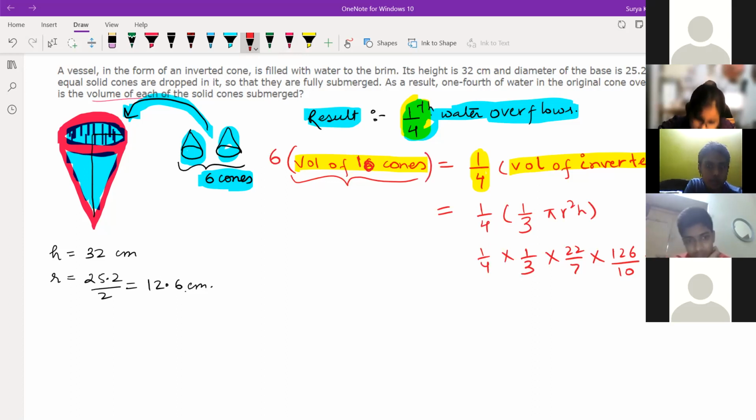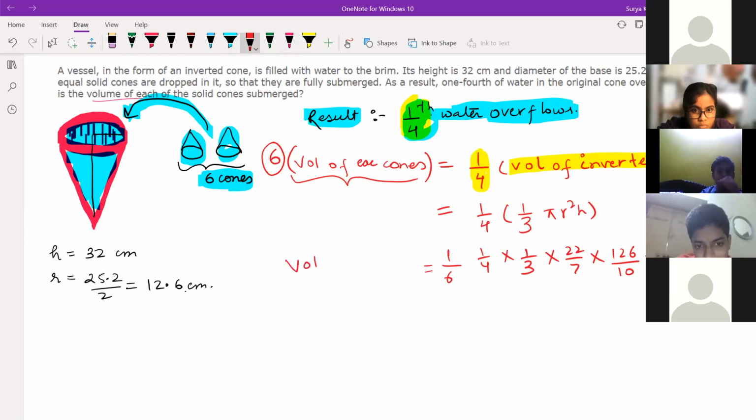Can we write like this, children? Sir, or else we can find for 6 cones and then divide by 6. Yes, that's what I'm saying. The volume of each cone, you write here in a bracket, and 6 is there. This 6 you can divide here like this. 1 by 6 you can write, correct? So the volume of each cone is equal to 1 by 6, I did from my side.